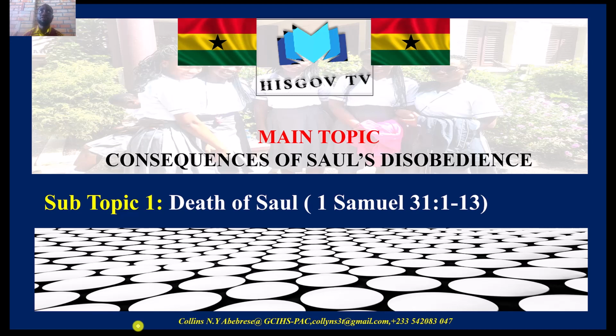And one of the consequences of Saul's disobedience was that he died in a battle, and then also his 3 sons also died. And so today we are looking specifically at the death of Saul, how he died. And he died because of the disobedience that he committed in his battle with the Amalekites. Good. So let's go and look at our lesson objectives for today.